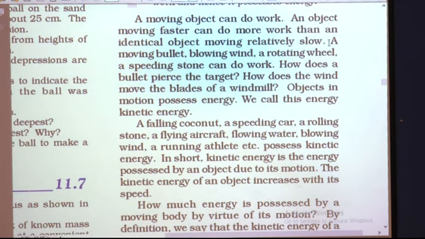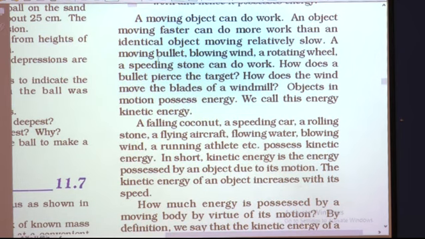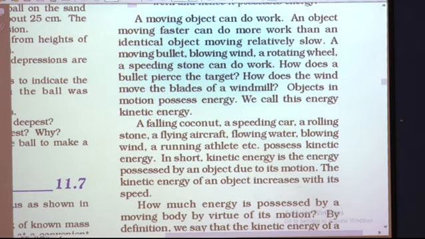Okay, suppose two objects of the same type are there, identical to each other, with the same masses and everything. But if one object is moving faster and the other is moving slower, then the object which is moving faster can do more work as it consists of more energy, and an object which is moving slow can do less work because it consists of less energy. A moving bullet, blowing wind, a rotating wheel, a speeding stone, these are all objects in motion and they are capable of doing work.